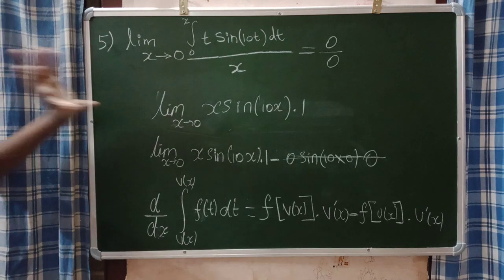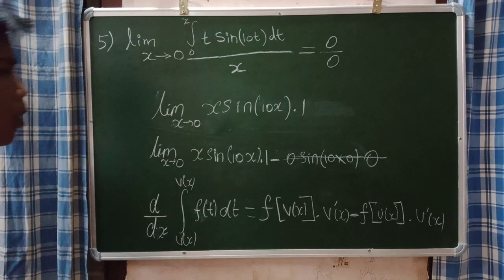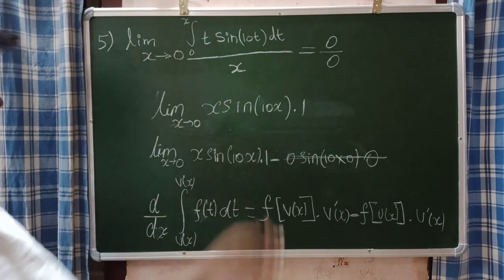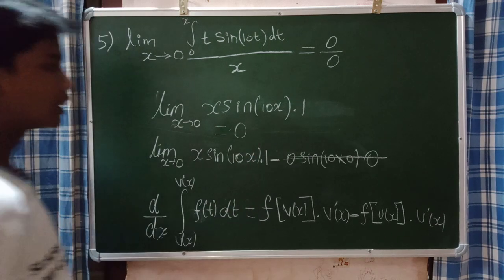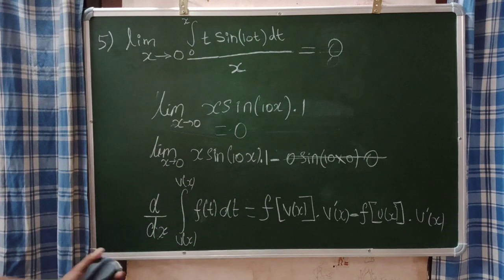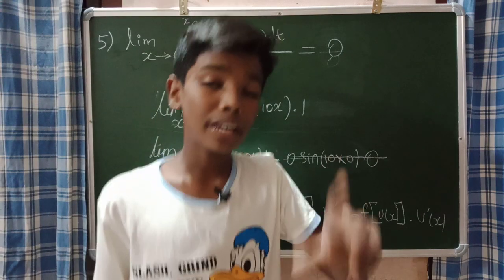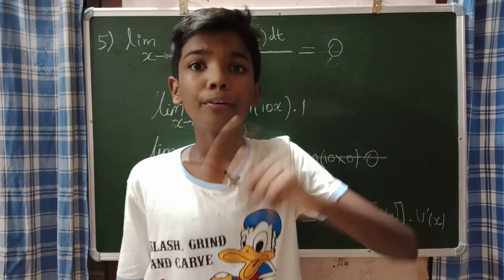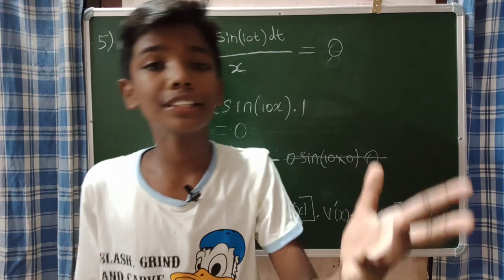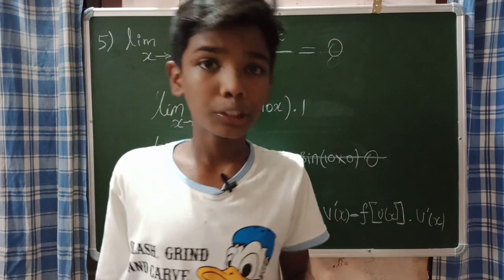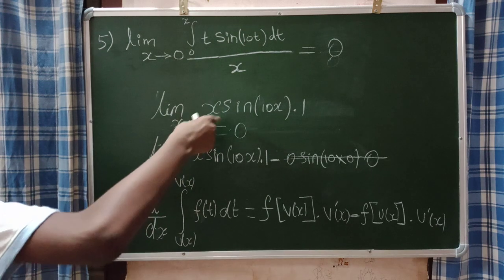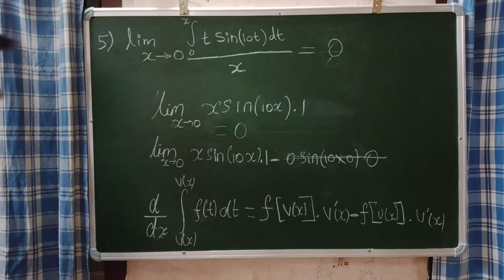Now in this limit, put x as 0 in the expression. When you put x as 0, the whole value will be 0 only. So the answer itself is equal to 0, guys. We found it by two tools: L'Hospital rule and the Newton-Leibniz formula. The Newton-Leibniz formula is used to calculate the differentiation of a definite integration. Try to understand these things, guys. So at the end we put x as 0 in this expression, and we got the value 0.